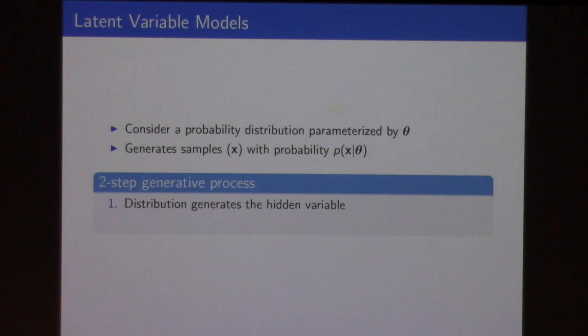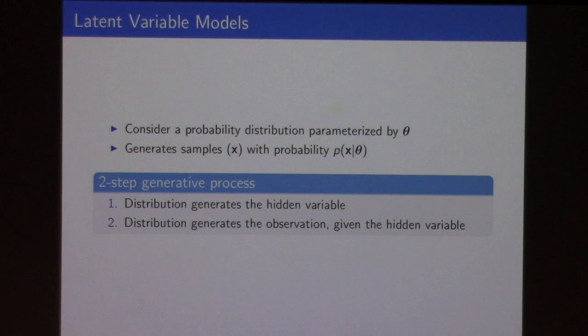But let's say we have a slightly different generative process where you have a hidden variable z. Now if you want to find your x, first your distribution generates this hidden variable. This hidden variable is also random. So you crank your distribution, it gives you a z, and then based on z, you choose another distribution which gives you x. So x is what you observe.